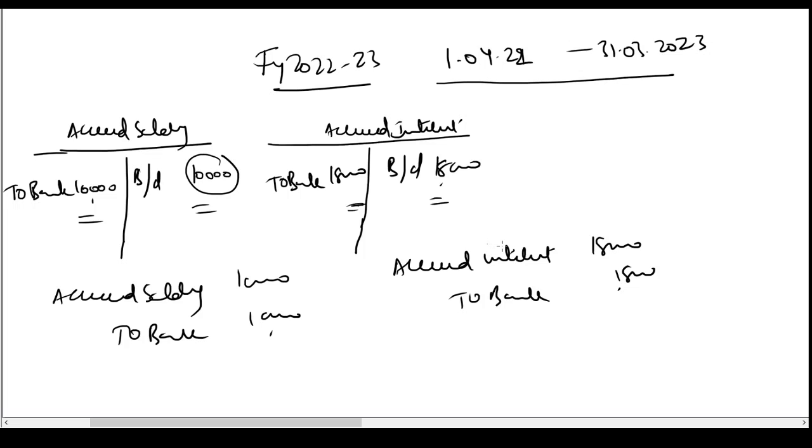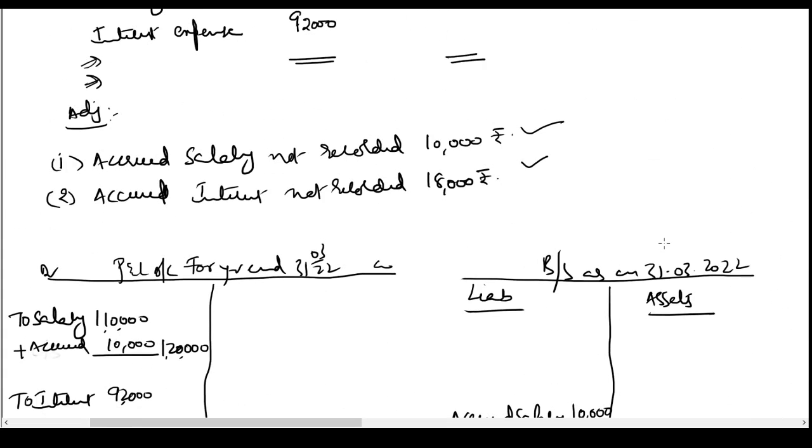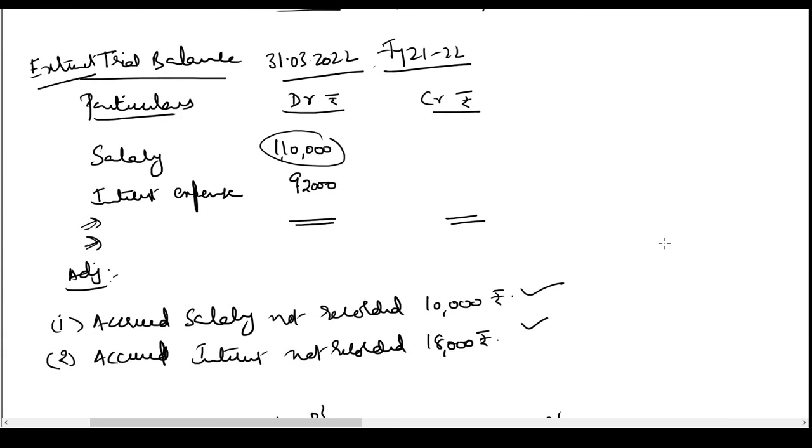So this is how you deal with accrued interest and accrued expenses when they are given outside the trial balance, when proper entries have not been passed before preparation of the trial balance.